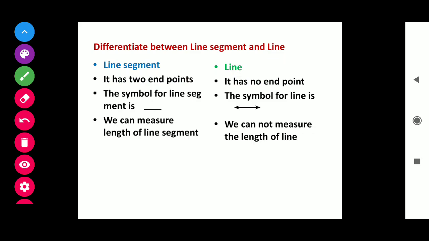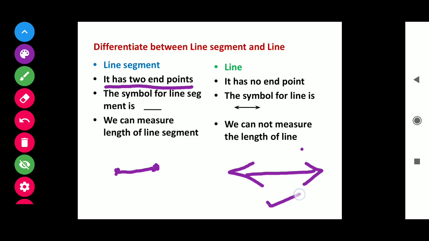In today's video lecture, first we will differentiate between line segment and line. A line segment has two endpoints, like this line segment has two endpoints, whereas a line doesn't have any endpoint. The symbol of line is like this and the symbol of line segment is like this.